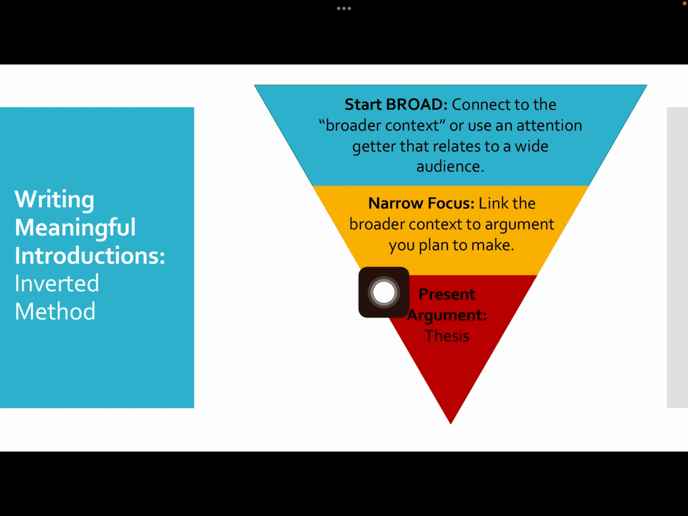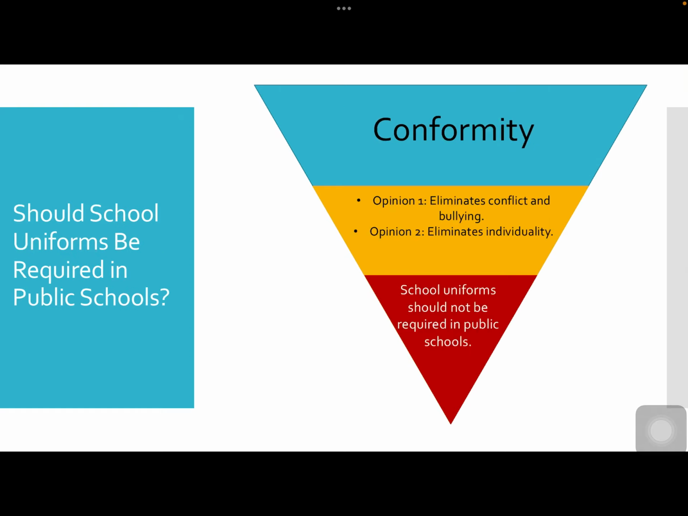The next level is what I've called, in yellow, narrowing the focus. Like I said, we started really broad. The next part is to narrow it a little, getting closer to our topic. This is also sometimes called a link or a bridge because it's taking us one step closer to what's in red, which is your thesis statement, which should be specific to your argument and what you want to say. So let's look at an example of what that might look like.